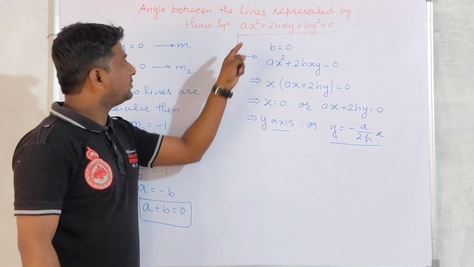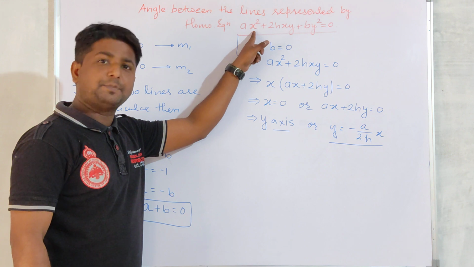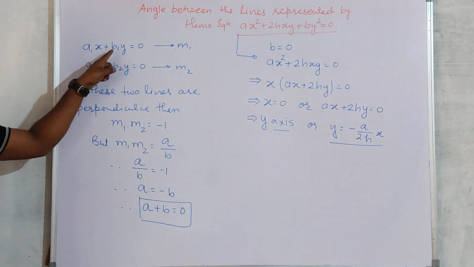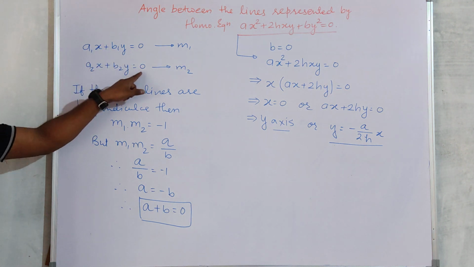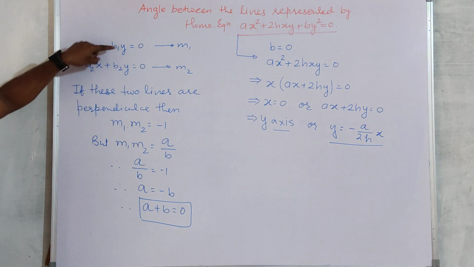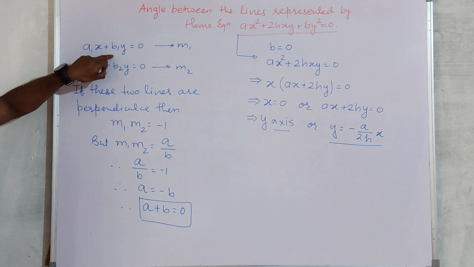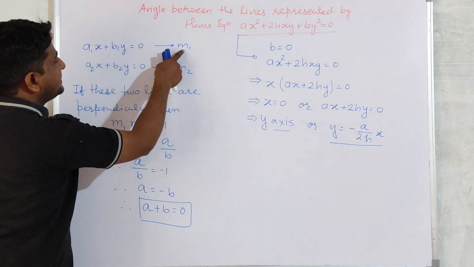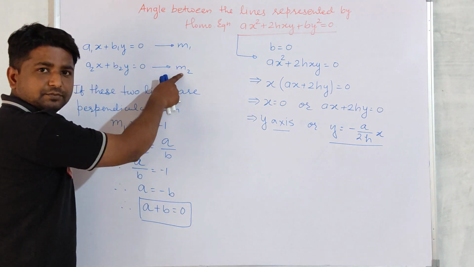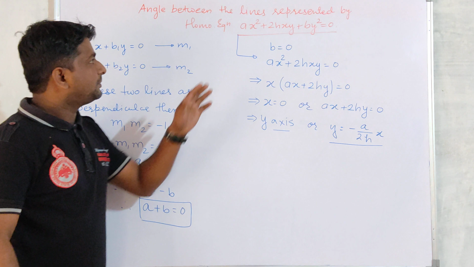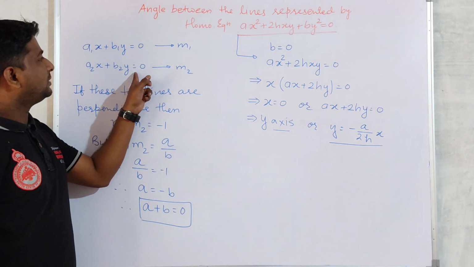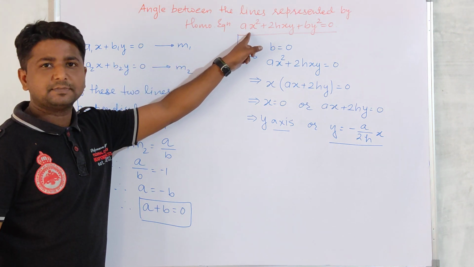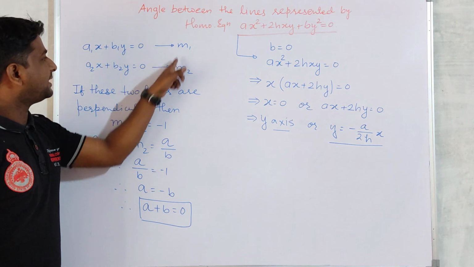Okay? As we know that this is the combined equation of the two lines passing through the origin, let us suppose that these two lines are a1x plus b1y is equal to 0, a2x plus b2y is equal to 0. As you can see, there are no constant terms. These are the two lines which pass through the origin. Now consider the slope of the first line is m1, the slope of the second line is m2. Okay. Now we have considered these are the two lines of which this is the combined equation, and these two lines have slopes m1 and m2 respectively.